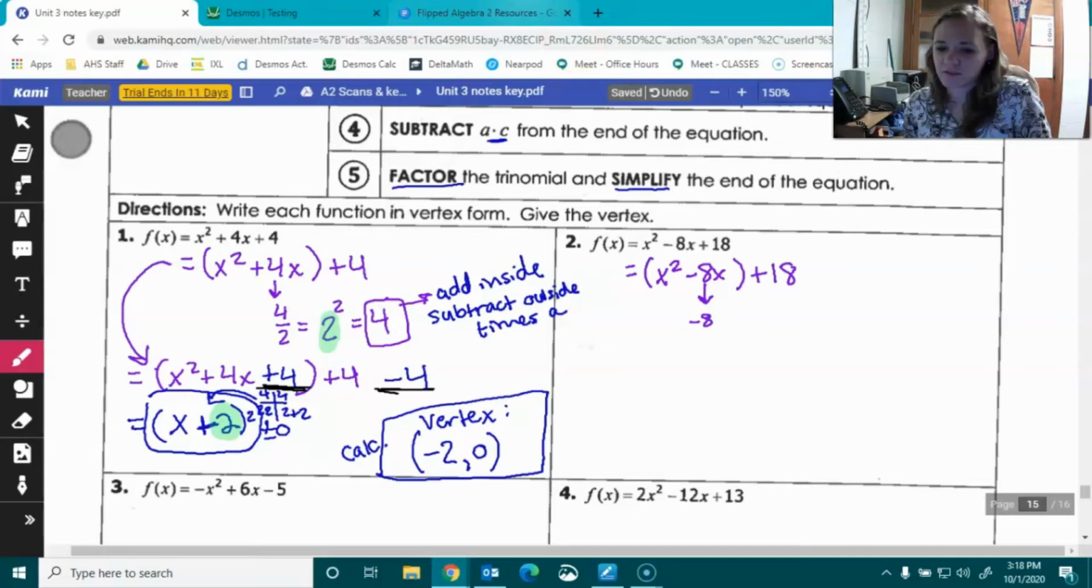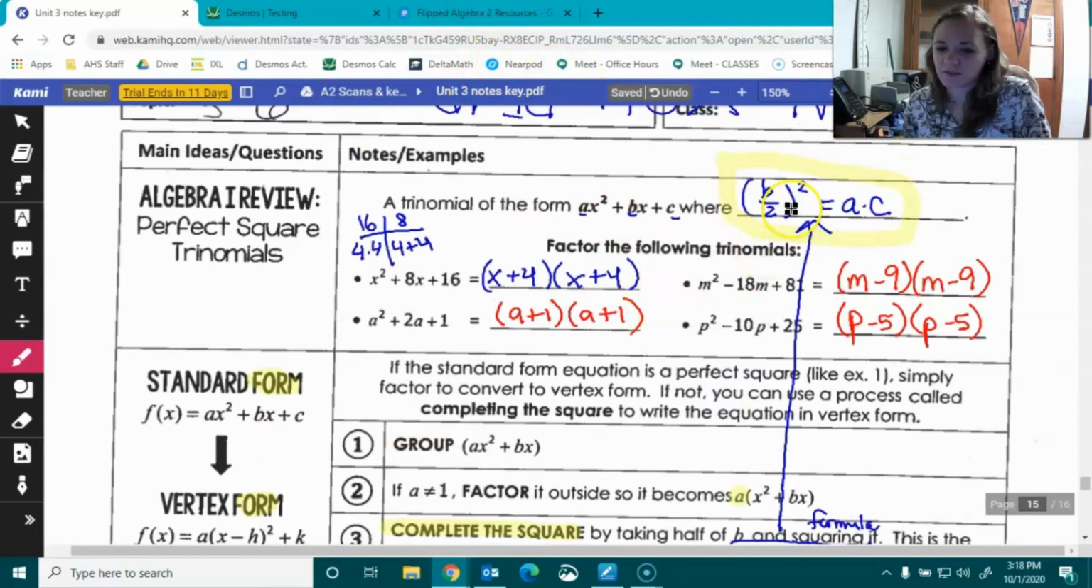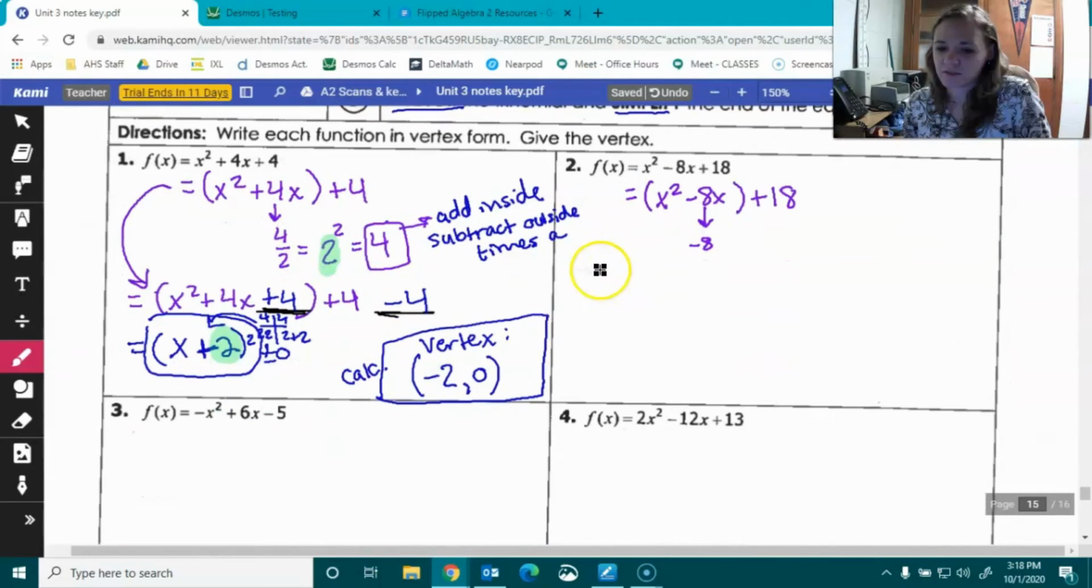So again, the formula I'm doing is the one up here at the top of the page. I'm taking my b value, dividing by 2, and then squaring it. Here's my b value divided by 2, giving me -4 in this case, and then I'm going to square it. -4 squared is 16. Remember, this is going to be my highlighted value from before, but I'm going to just go ahead and write down what I've got. X squared minus 8x. Now I'm going to leave a space and then put my 18 at the end.